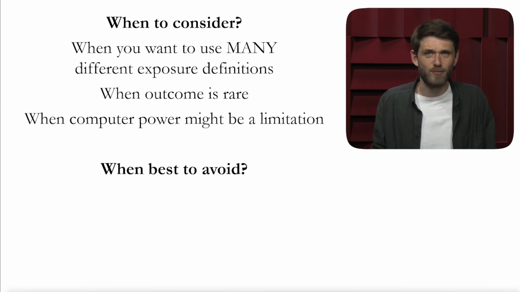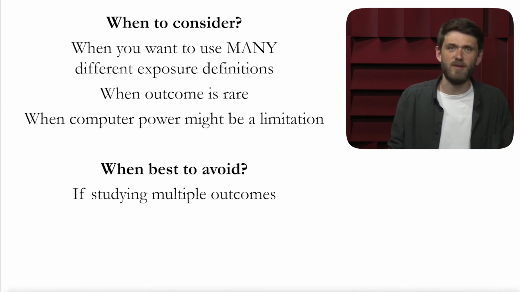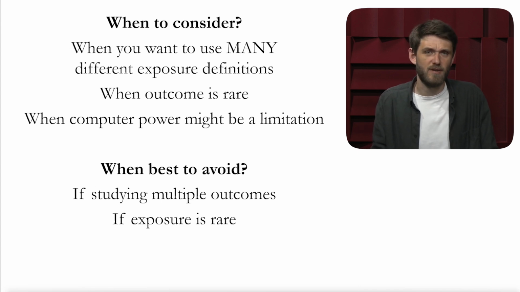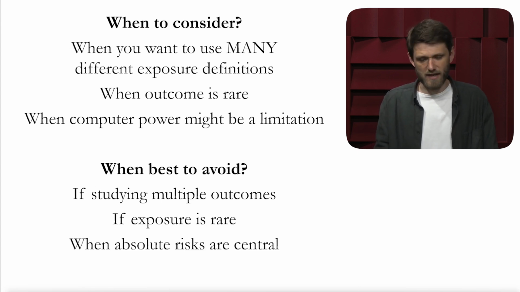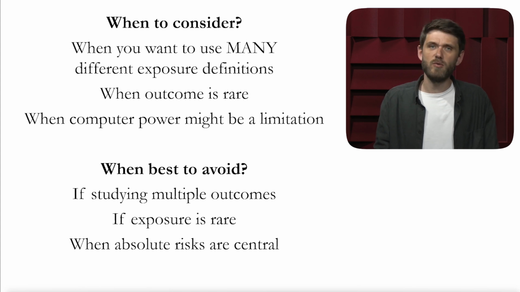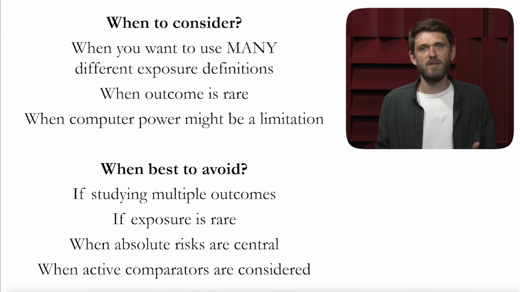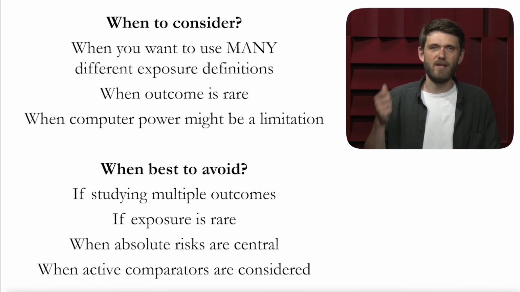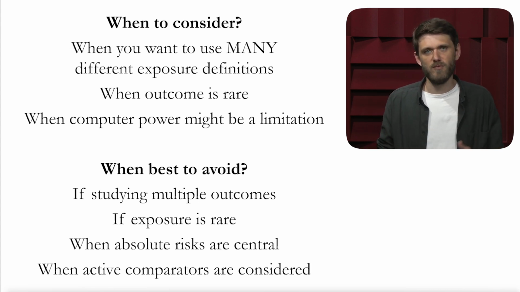There are situations where it's probably best to avoid it: if you're studying multiple outcomes, if the exposure is the statistical bottleneck, and when absolute risks are central. And also if you are doing active comparators, that is, instead of comparing drug A to non-use, you're comparing drug A to drug B, we would typically also use a cohort study design.